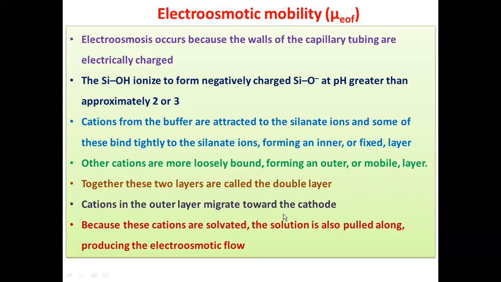The cations in the outer layer are in motion and positively charged, so they start to migrate towards the negatively charged cathode. Because of the solvation of these cations, the solution is also pulled along towards the cathode in a flow called electro-osmotic flow. So the electro-osmotic flow arises due to the movement of the buffer ions in the conductive medium, because of the behavior of the silica used to construct the capillary tube.